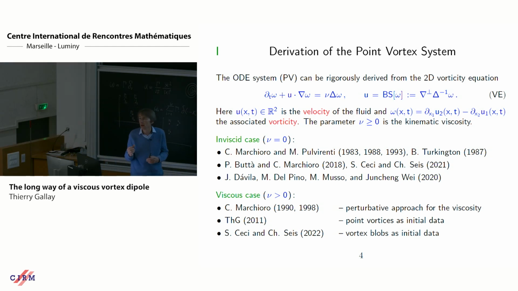They become a little bit larger, but qualitatively you have the same picture. So by an approximation procedure, you can give a rigorous derivation of the point vortex system from the Euler equation.